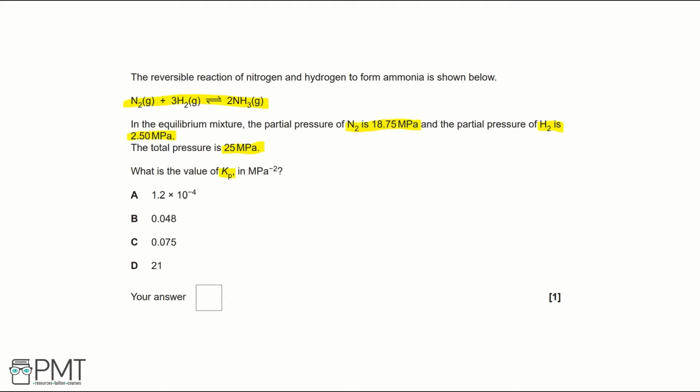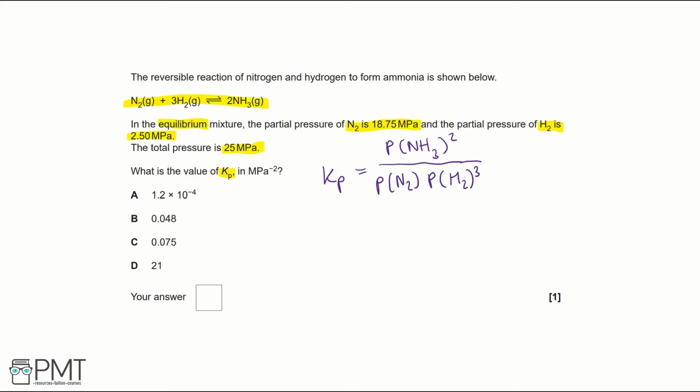If we write an expression for Kp, that's going to be Kp is equal to the partial pressure of ammonia, or NH3, squared, because it's got 2 in the stoichiometry of this reaction, divided by the partial pressure of N2 times the partial pressure of H2, which is going to be cubed because of the 3 molar ratio. We already know the partial pressure of N2 and H2 at equilibrium, so we can work out the partial pressure of ammonia by using the total pressure.